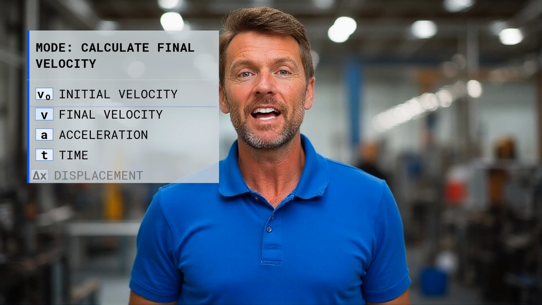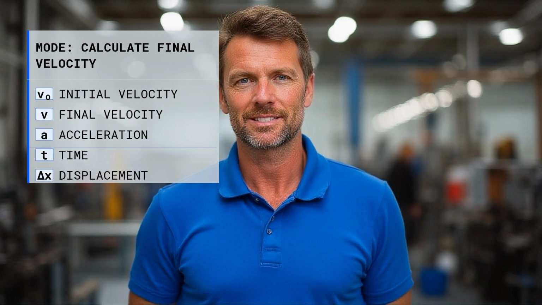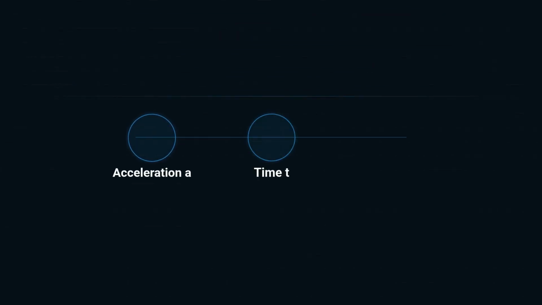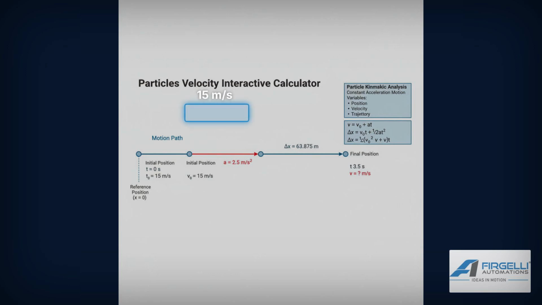Below that, we have 5 input fields: Initial velocity v0, final velocity v, acceleration a, time t, and displacement delta x. For our worked example, I'll enter an initial velocity of 15 meters per second, acceleration of 2.5 meters per second squared, and time of 3.5 seconds.